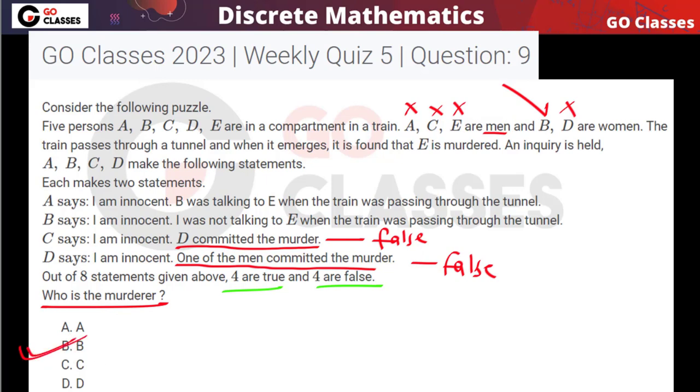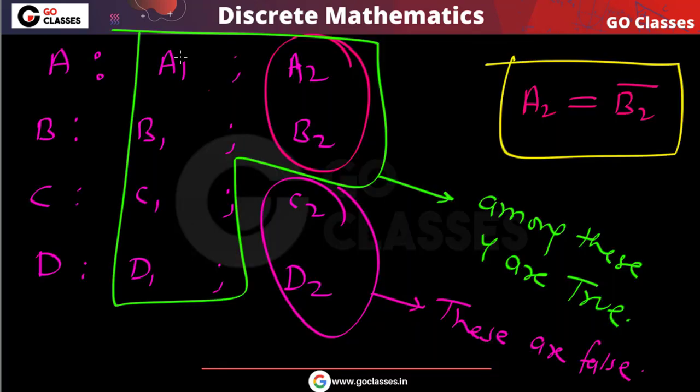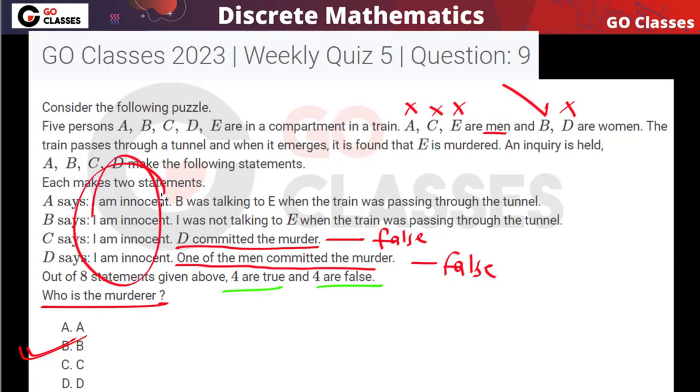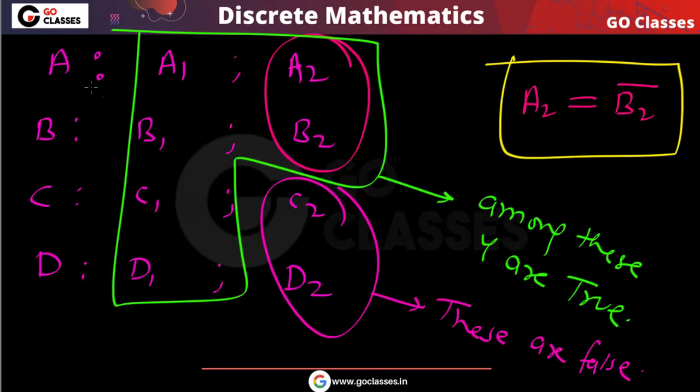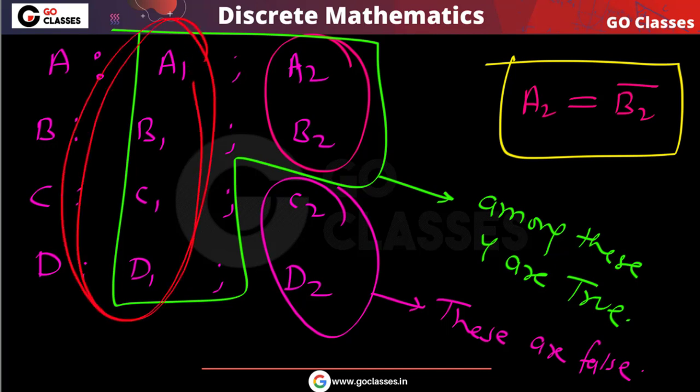So this question is very simple. You can very easily see that everyone is making two statements. A is making two statements, A1 A2. B is making two statements, B1 B2. But here you can notice these statements: I am innocent, I am innocent. So definitely one of them is the killer, so definitely the other three people are saying the truth. So I can say among these, three statements are true.